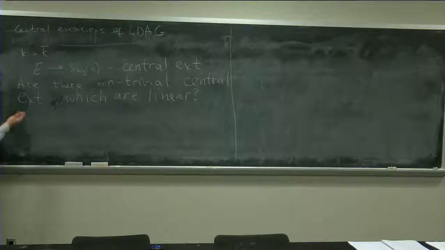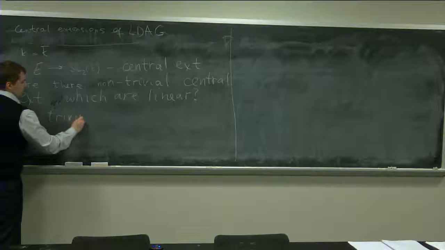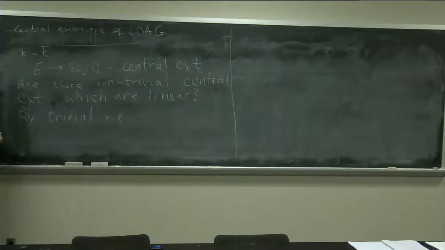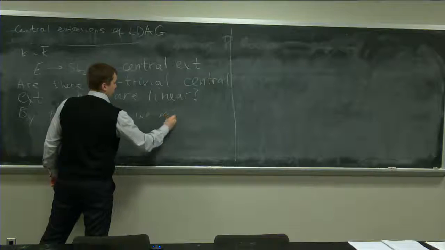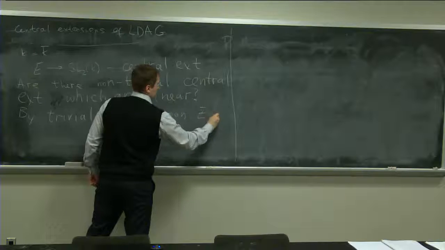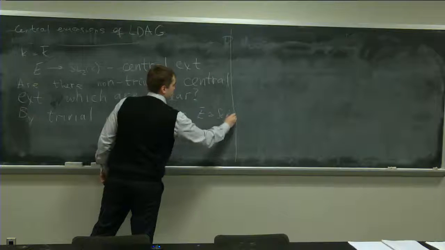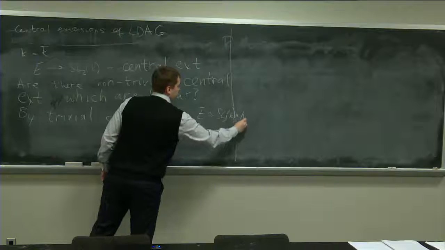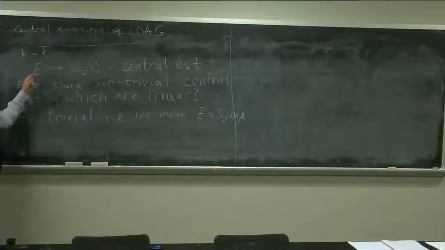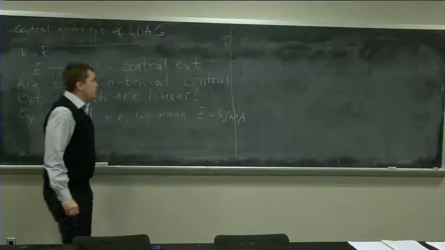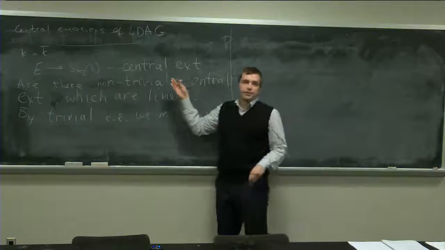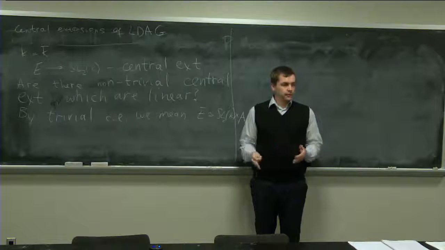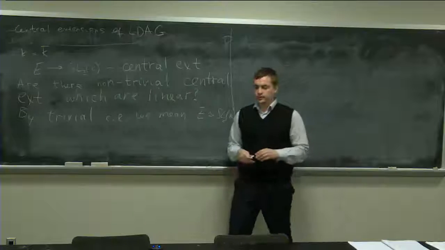A trivial central extension means that E is isomorphic to SL2(K) times some A, and this map is just the projection onto SL2(K). There are non-trivial central extensions, but it was not known if they are linear.